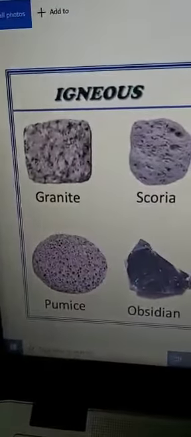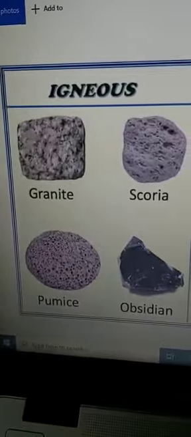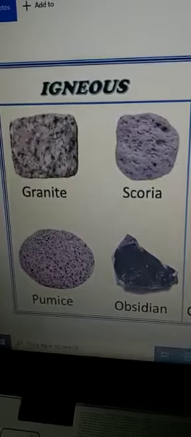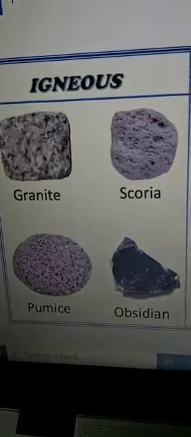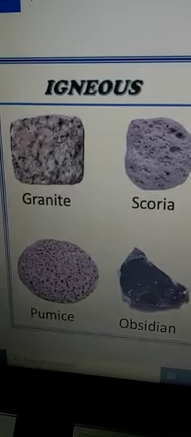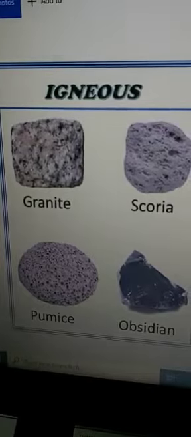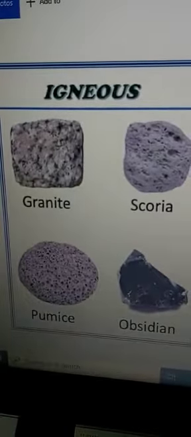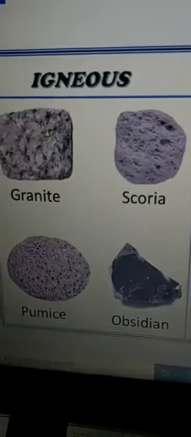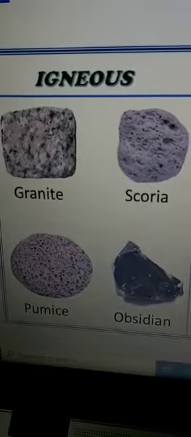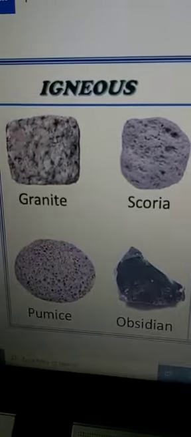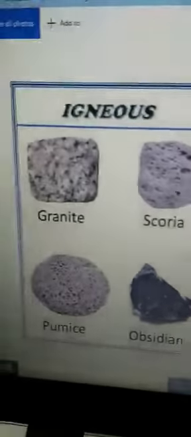Now, the characteristics of this kind of rock are that they are hard and compact. They are formed by solidification of molten magma, and you all know that magma comes from the volcano. Then they are granular and crystalline also. The size of their crystals depends on the rate of cooling of the molten material. Most of them consist of silicates. They do not have layers. You can see from the picture itself, you will not find any layer in this.